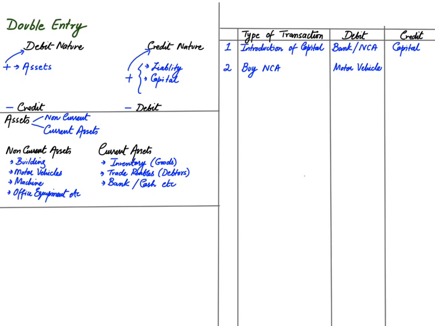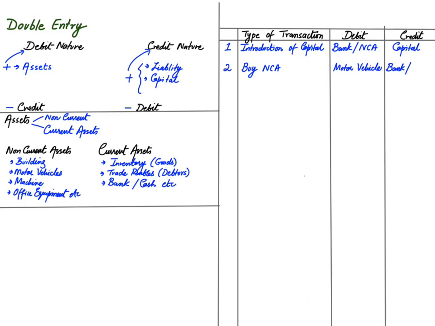Now, if we have bought a motor vehicle, there can be two things. Firstly, maybe we have bought a motor vehicle through a bank account. We have paid for it by check, and our bank decreases. And if our bank decreases, as you already know, bank is an asset. Whenever an asset decreases, we will be crediting the bank account.